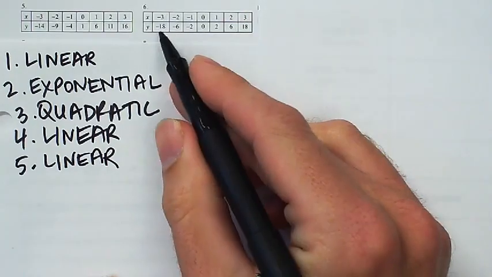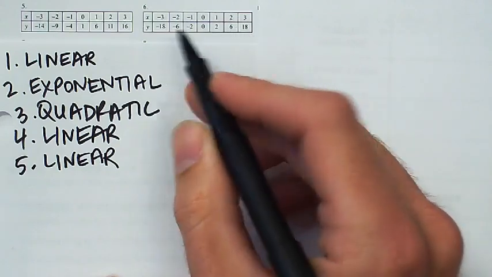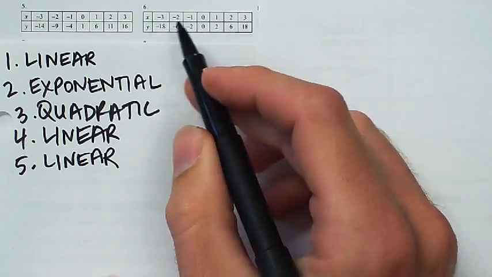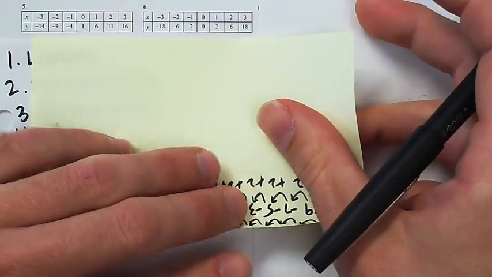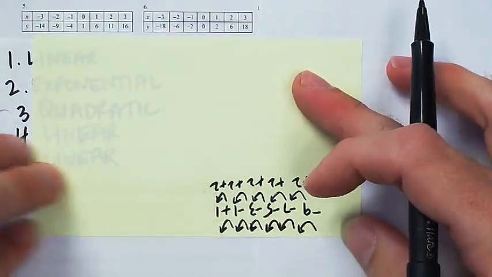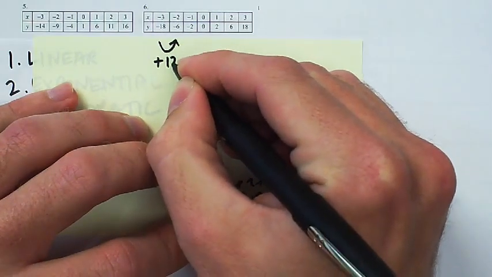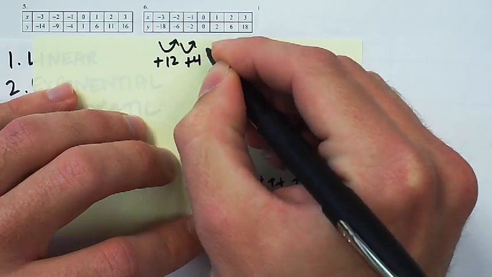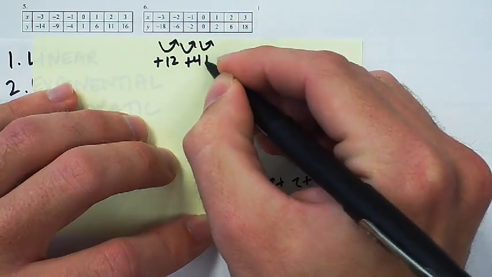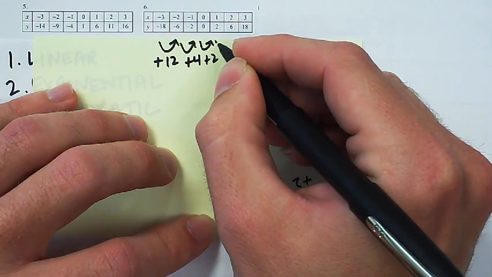Okay, number 6. -18, -6, -2, 0, 2, 6, 18. Okay, well, I see it's decreasing and then increasing. So that's got to be probably quadratic, right? If it's going to be one of these options. So I'll go in here. Okay, pardon me, I'm just going to use the same slip of paper. -18 to -6 is an increase of 12. Then to go from -6 to -2, that's an increase of 4. -2 to 0 is an increase of 2.